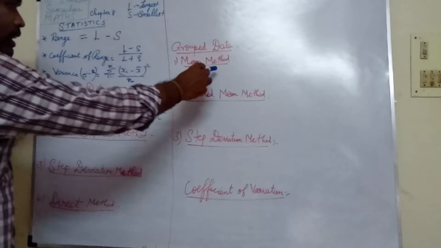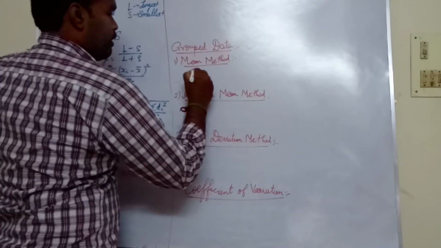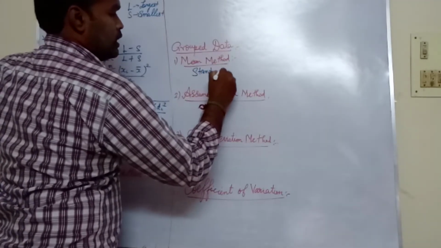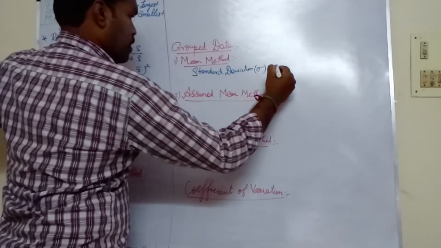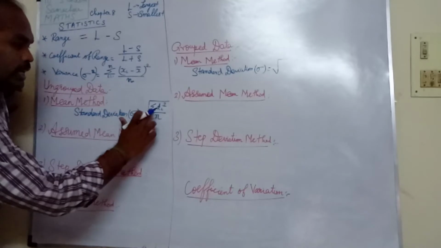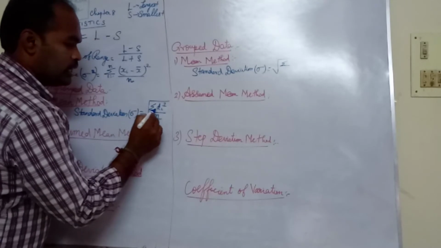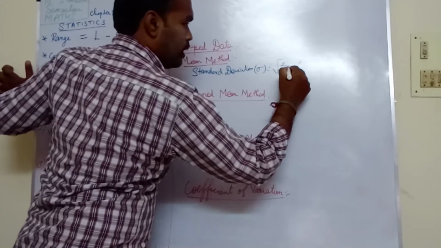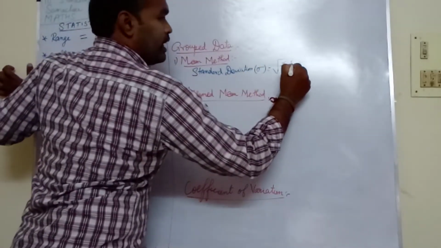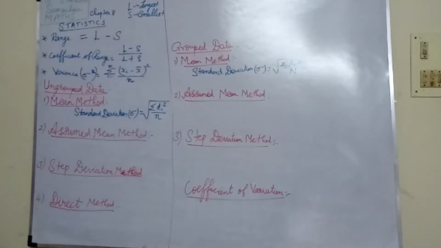So next, for the mean method in grouped data, what would be the difference? Likewise, standard deviation equal to square root of sigma di square by n. Likewise, the same sigma you need to mention. Instead of di here, you need to mention fi di square by capital N. This is the formula for the mean method.